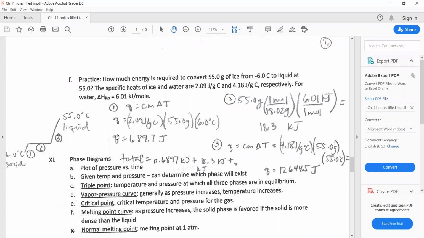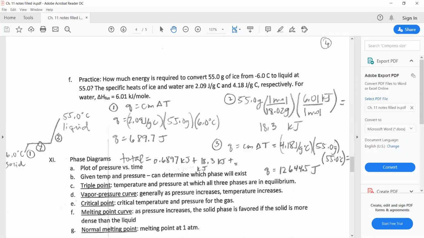So first I focus on the ice, and I need to get the ice from -6 to 0. So I'm going to use Q equals CM delta T. Here's my given specific heat. Here's my mass of my ice. And the change in temperature will be 6 degrees Celsius. So it's going to require 689.7 joules of energy just to get the solid up to 0 degrees.